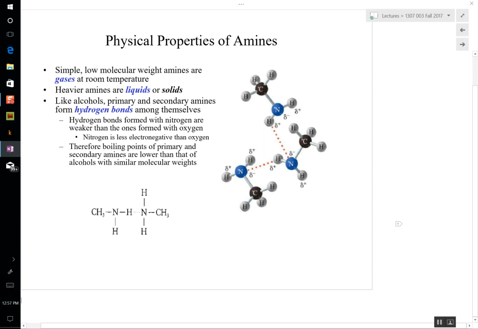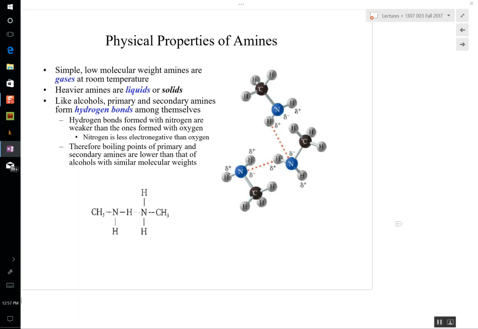Physical properties of amines. The nitrogen has a fairly high electronegativity. You have an attraction of the electrons to the nitrogen, forming a negative concentration here, positive at the proton, and you can get hydrogen bonding from nitrogens to hydrogens. So they are polar, not as polar as alcohols.